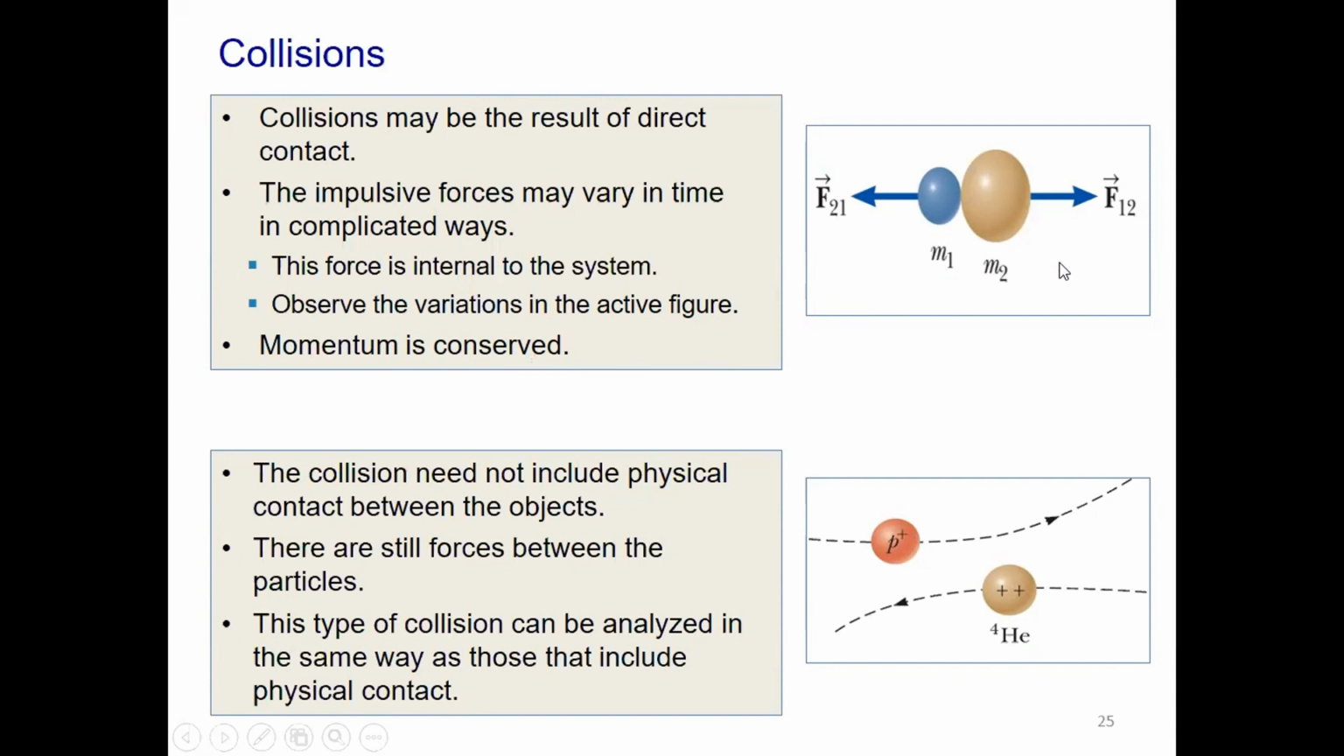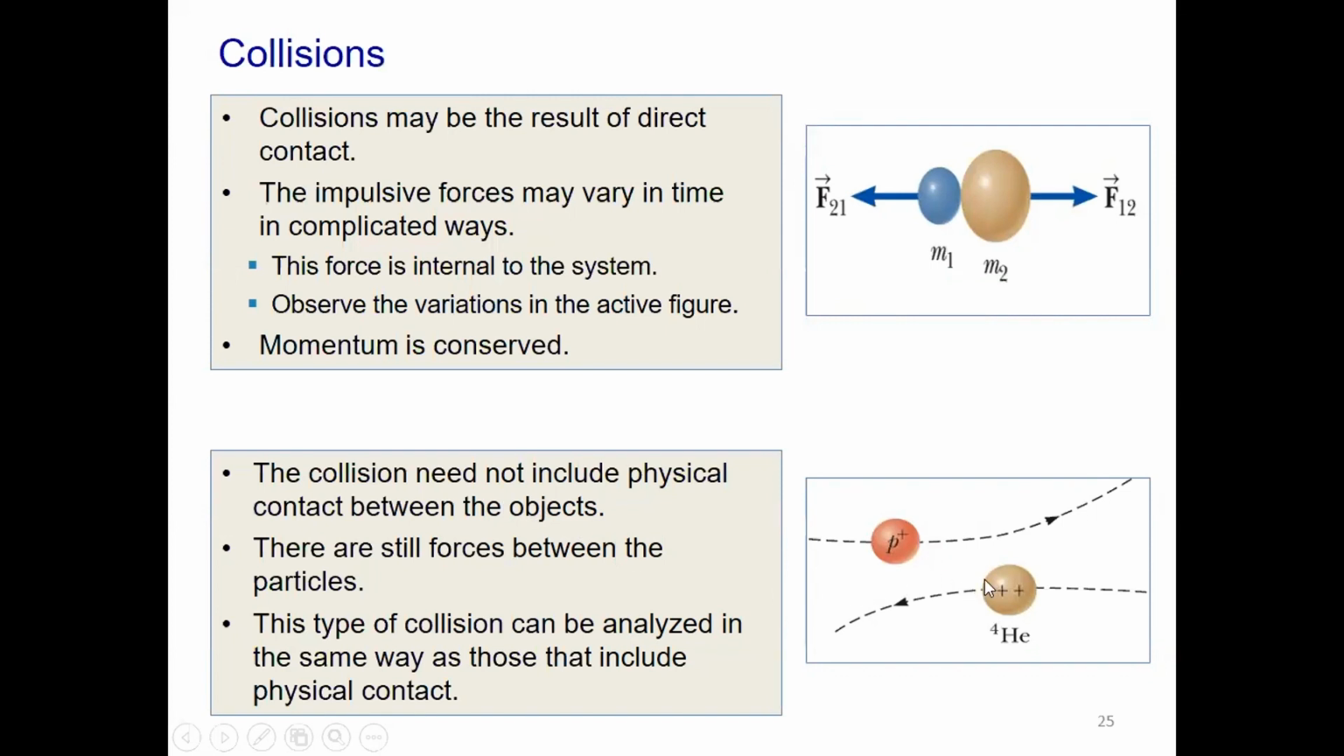For example, here there are two masses M1 and M2, and M2 is exerting a force F21 on mass M1. And similarly, the mass M1 is exerting a force F12 on mass M2.